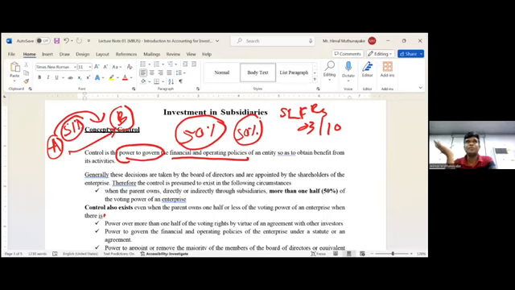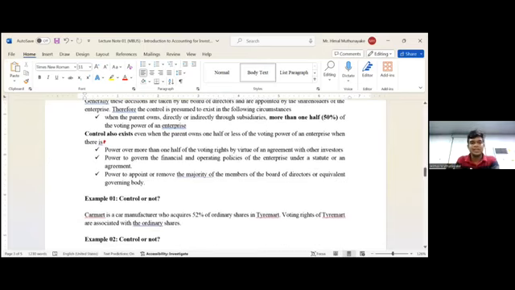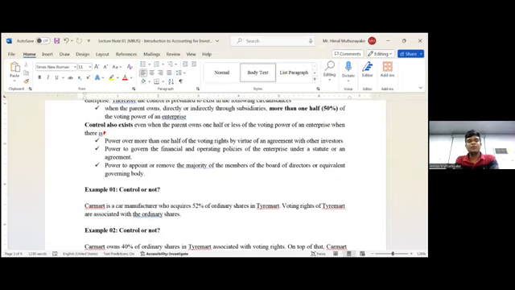And the next point is, if you don't have more than 50% of shares, the control can still exist, right? The control can exist because of these reasons. If you have power over more than one half of the voting rights by virtue of an agreement with other investors, right? With the agreement, you have more than 50% of the voting rights. So then we can say you have control over that company.